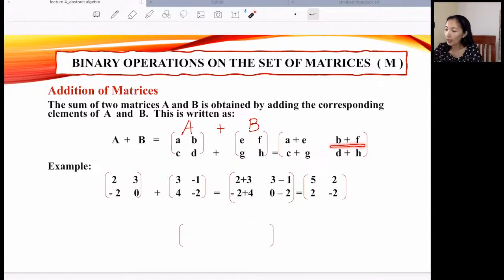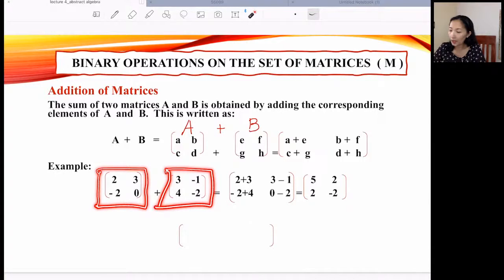Okay, and then C plus G, and D plus H. Okay, let's look into one example. For instance, let this be the first matrix. The elements are 2, 3, negative 2, 0, plus the second matrix whose elements are 3, negative 1, and 4, negative 2. Getting the sum, we have to add 2 with 3.